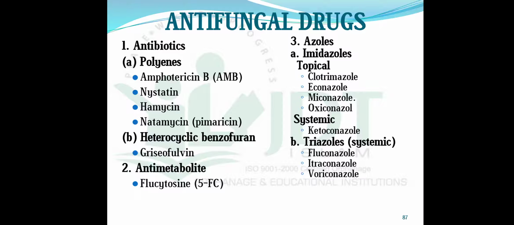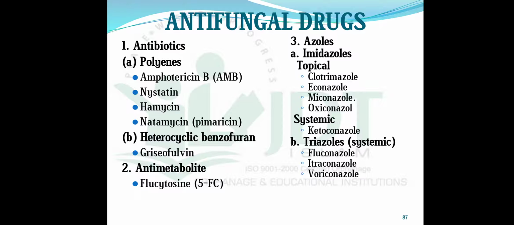Third group is azoles. It is again classified into imidazoles and triazoles. Imidazole is again classified into topical and systemic. Clotrimazole, econazole, miconazole, oxiconazole are examples for topical imidazole antifungal agents, and ketoconazole is an example for systemic antifungal agents. Then triazoles, which are usually administered systemically: fluconazole, itraconazole, and voriconazole are examples.